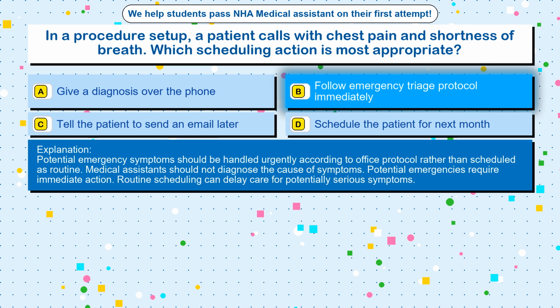Potential emergency symptoms should be handled urgently according to office protocol rather than scheduled as routine. Medical assistants should not diagnose the cause of symptoms. Potential emergencies require immediate action. Routine scheduling can delay care for potentially serious symptoms.